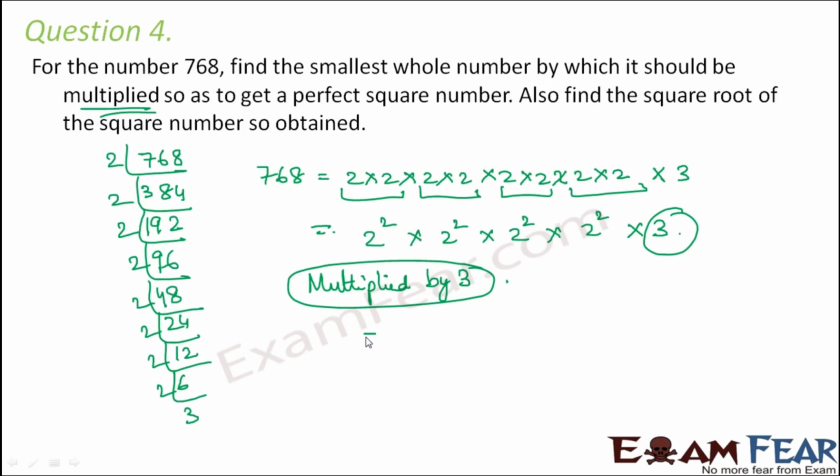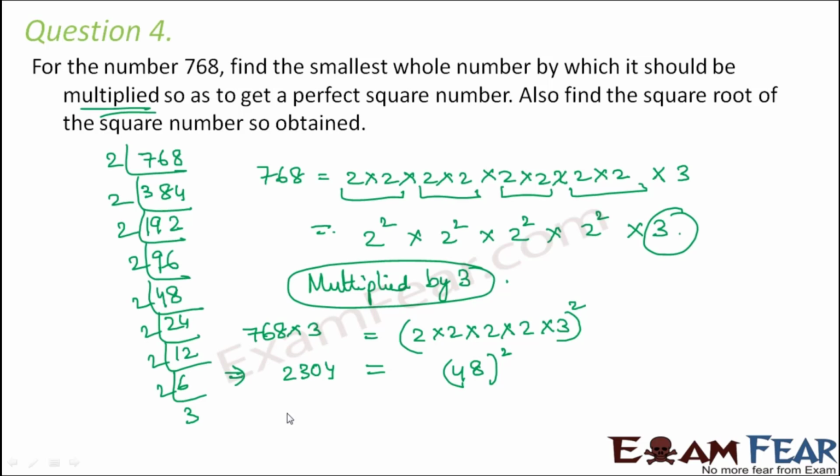So when you multiply it by 3, it becomes 2 into 2 into 2 into 2 into 3 square. That is equal to 2 2s are 4, 4 2s are 8, 8 2s are 16, 16 3s are 48. So 48 whole square is equal to 768 into 3, which is equal to 2304. So therefore we can say square root of 2304 is equal to 48.